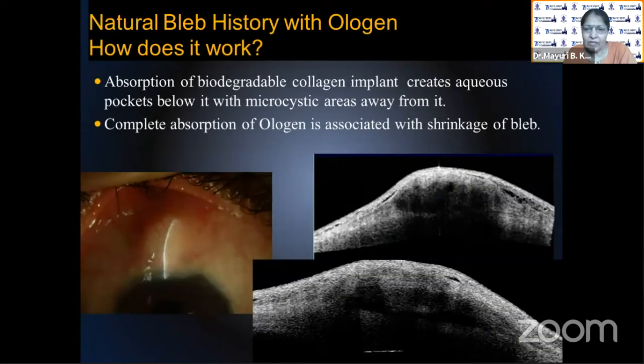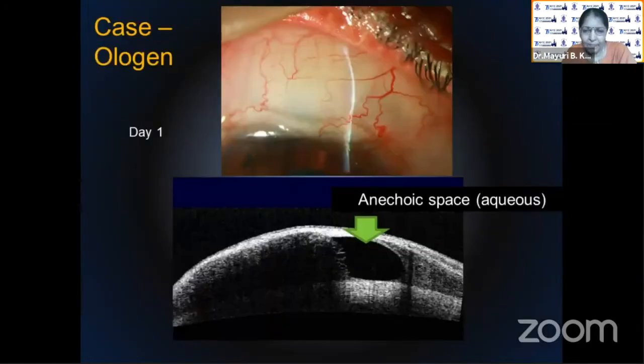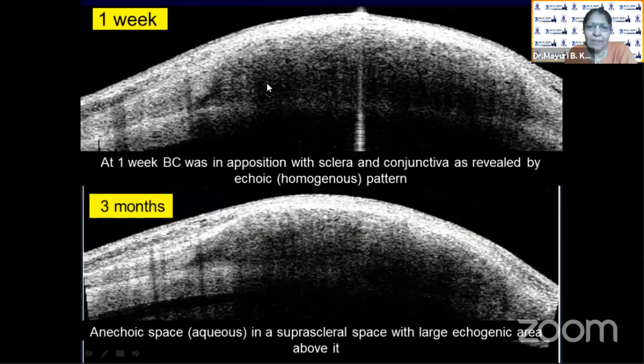So this is how it has been in the early post-operative period. There is a homogeneous area of this bleb. The Ologen is seen here, and later on, after 6 months, you can see the shrinkage of the bleb as well as the Ologen implant. So this is how on day 1, there is an anechoic area, an aqueous area here, but a homogeneous area of the implant is seen here without any aqueous cavity or subconjunctival separation like the MMC bleb.